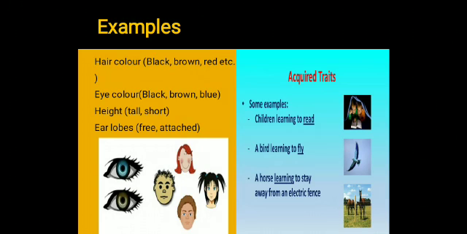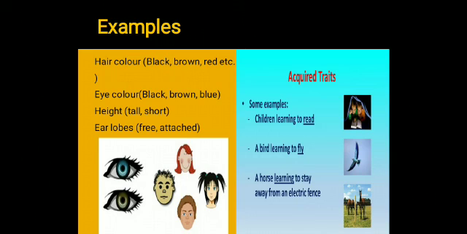Do you understand that? Some examples I am giving: a child learning to read, or knowledge, skill or ideas. These are all things that come from the acquired traits or environment. And likewise, a bird learning to fly. How does it do that? It learns from the environment. So that is an acquired trait.